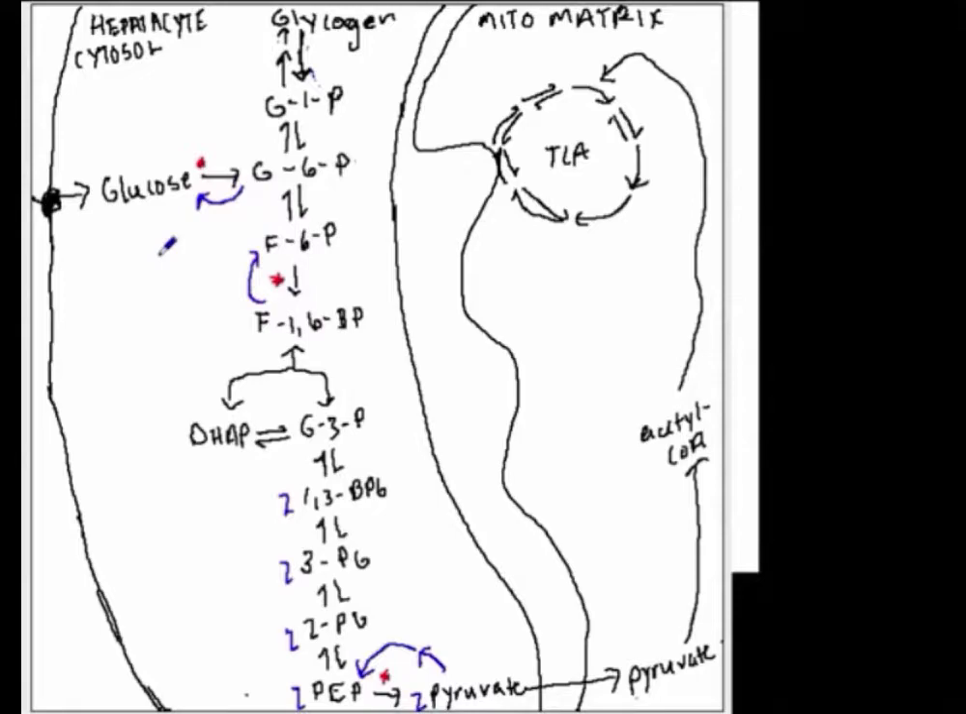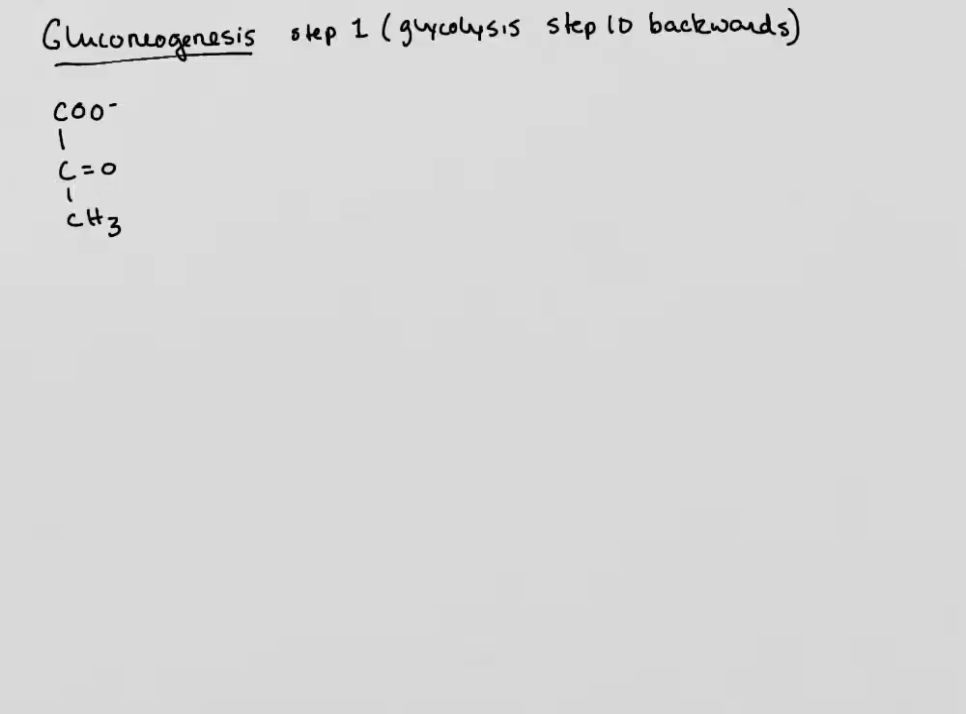Let's take a look then at the process of gluconeogenesis. Our first step of gluconeogenesis is the backwards two steps required to get from pyruvate to phosphoenolpyruvate. We know that phosphoenolpyruvate is the most powerful molecule we see in glycolysis, so obviously getting backwards to that is going to take an investment of a great deal of energy.